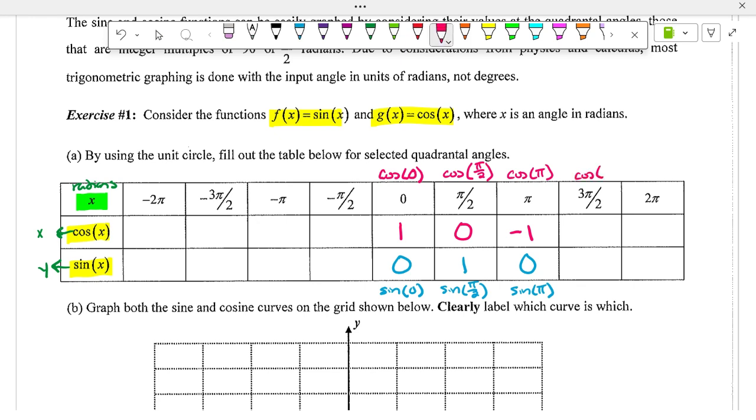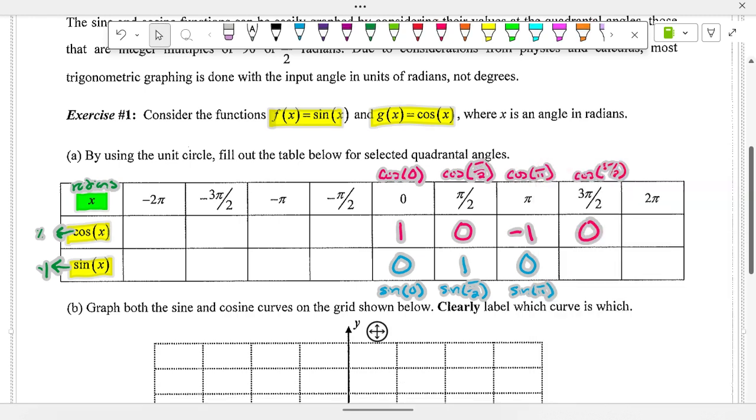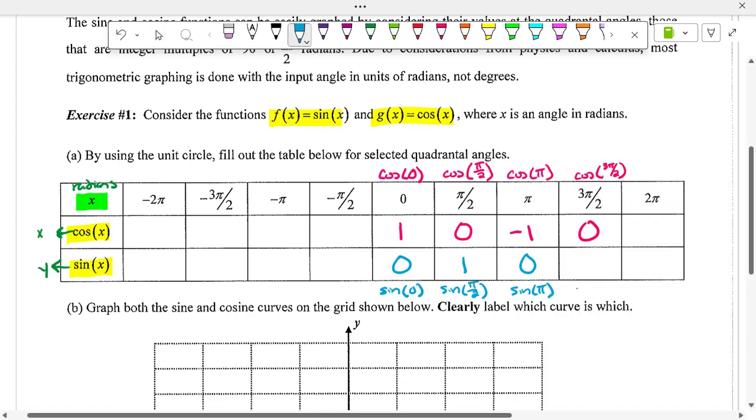Cosine of 3 pi over 2. What would that be? So find where 3 pi over 2 is on the unit circle. It's going to be 0. And then sine.